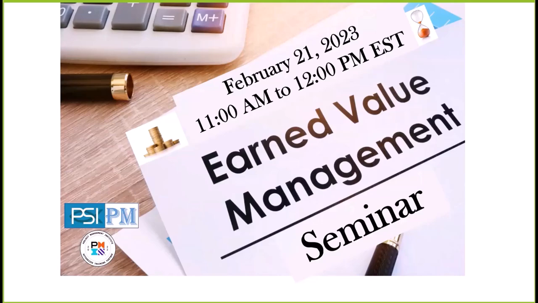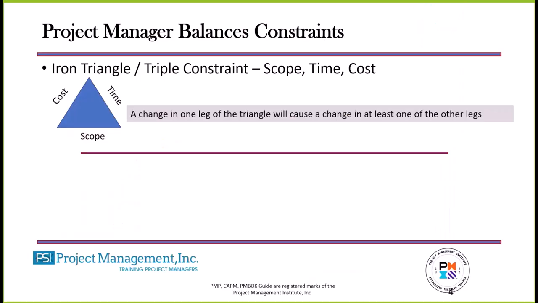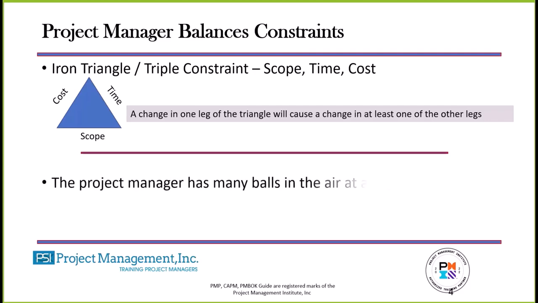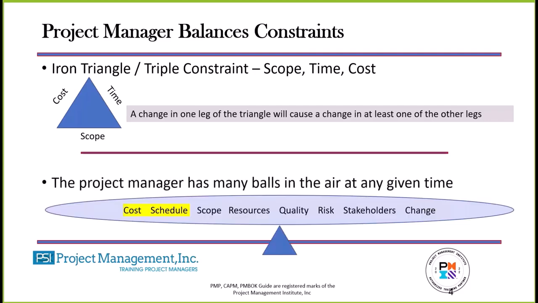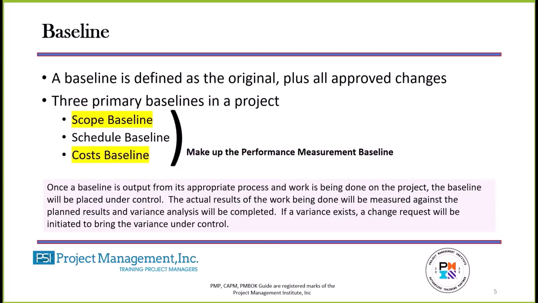Earned value management. As an introduction into earned value management, you may recall that we have what's called the iron triangle or the triple constraint. That is cost, time, and scope. Well, as a project manager, you're going to be managing a lot of different things in a project. You have a lot of balls in the air. Today, our focus is on cost and schedule. That is where we will actually do our earned value calculations from.